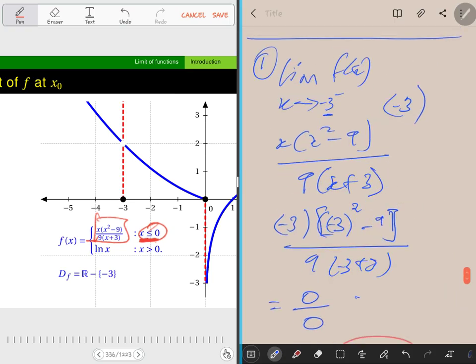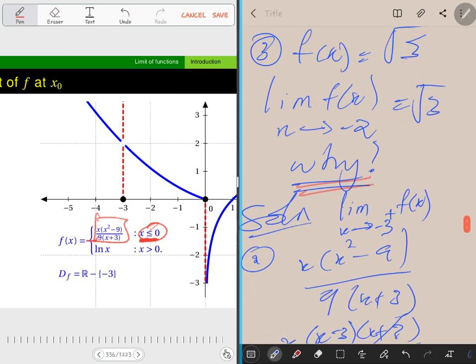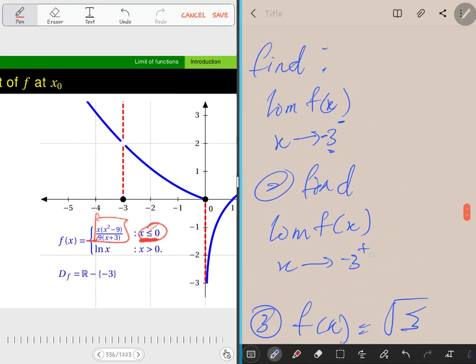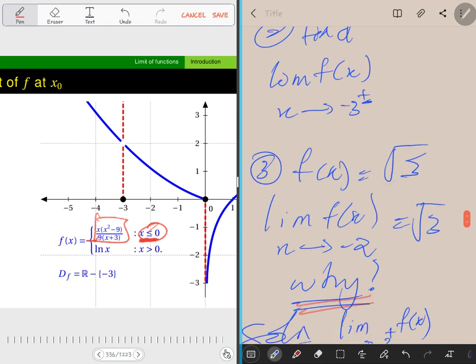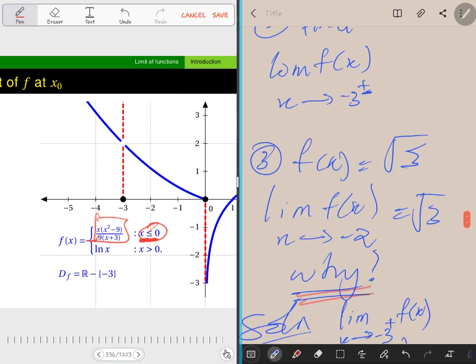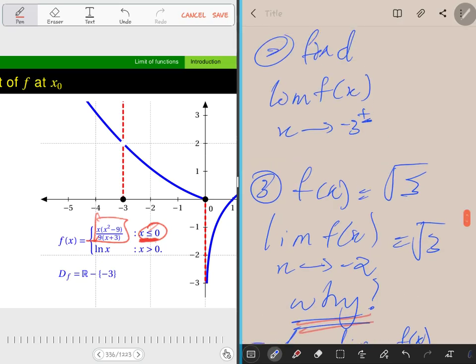Let's see, what's the second question? The second question is approaching from the right side, the same thing, because of how this particular function is. The third one says the function is f of x equal to root of 3, and we should find the limit. The limit of the function is still root of 3.